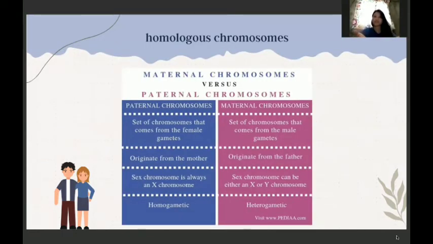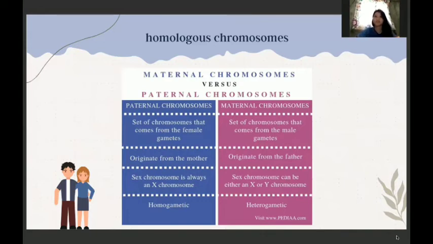What are maternal chromosomes? Maternal chromosomes are the chromosomes in the nucleus with a maternal origin. This means that these chromosomes come through the female gamete during fertilization. In humans, the set of maternal chromosomes contains 22 autosomal chromosomes and a single sex chromosome. Here, the sex chromosome is always an X chromosome.